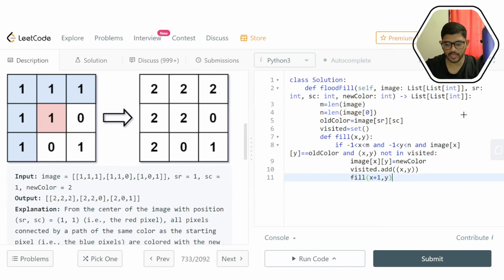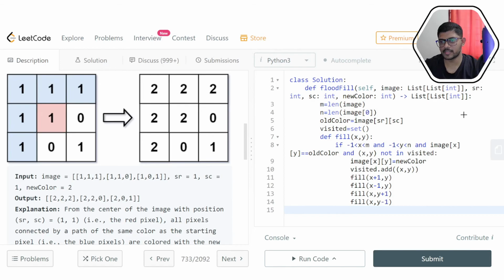We are exploring all the adjacent cells. This is the cell to the immediate right. This is the one to the immediate left. This is the one which is right above. And this is the one which is right below. So we are exploring all the 4 adjacent cells, and this is basically a depth first search algorithm, right?